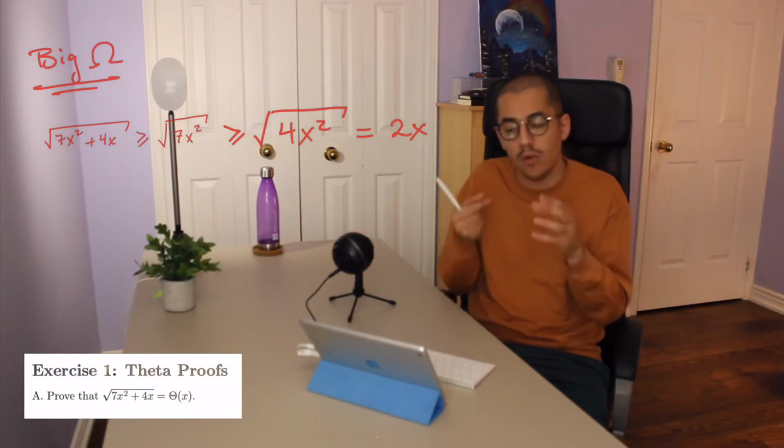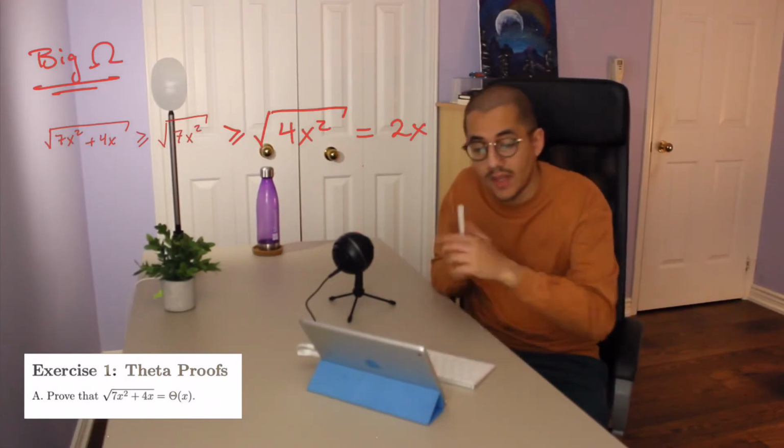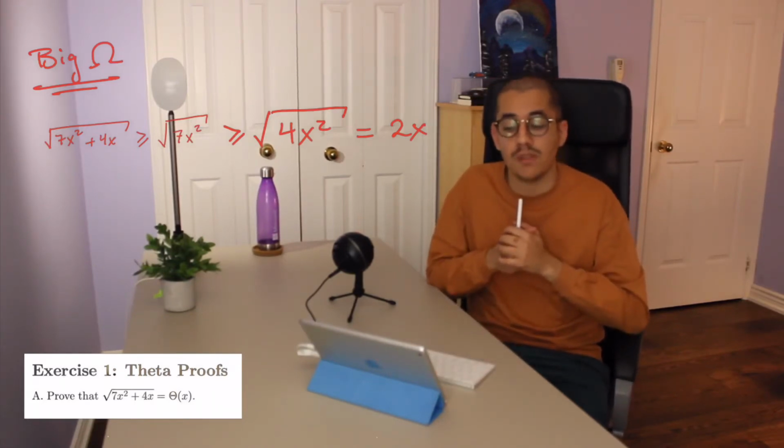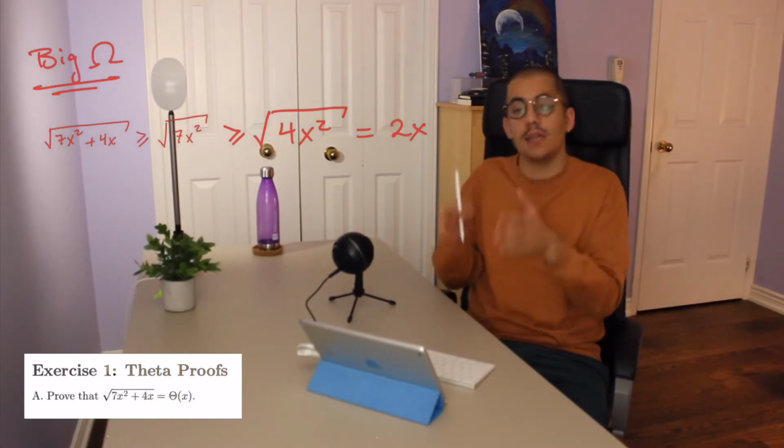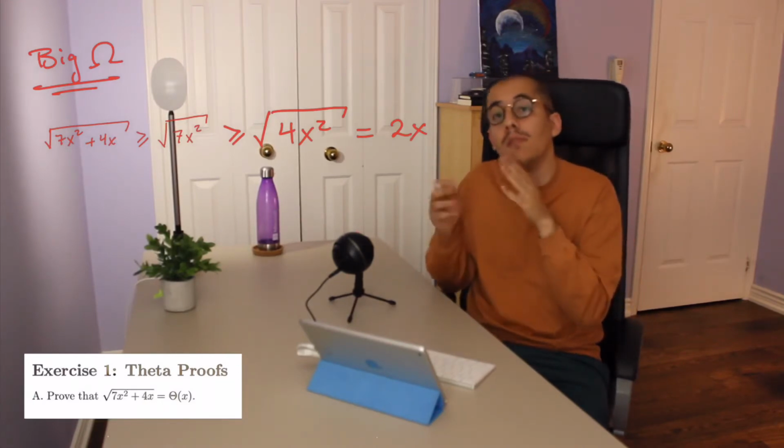So therefore, the big omega of this function, square root of 7x squared plus 4x, is big omega of x. And since we've proven the big O and the big omega of this function, we know that this function holds.